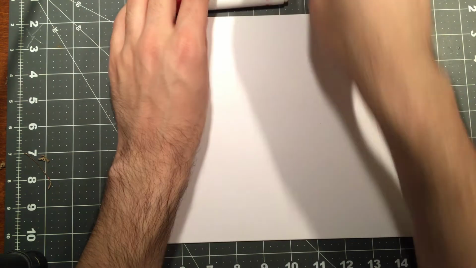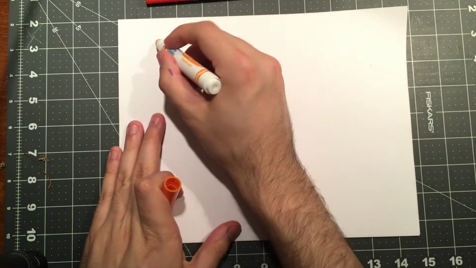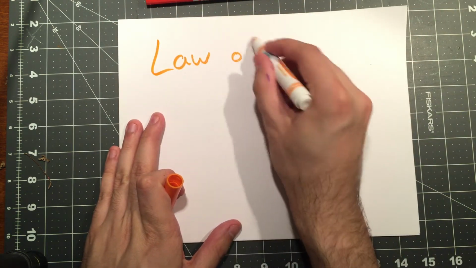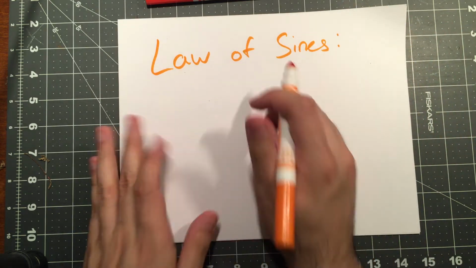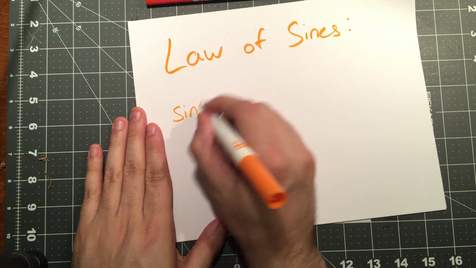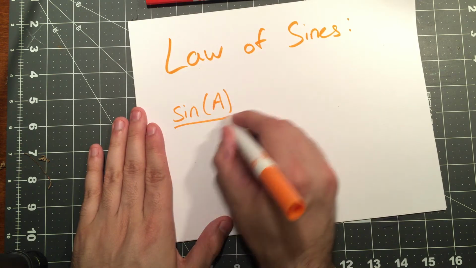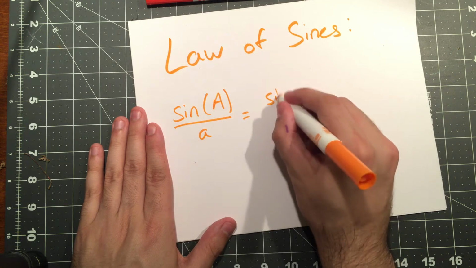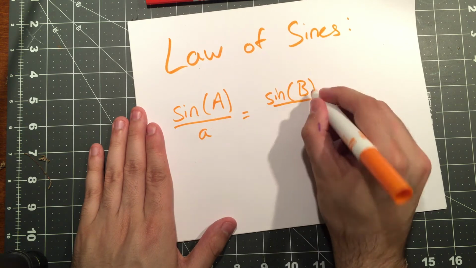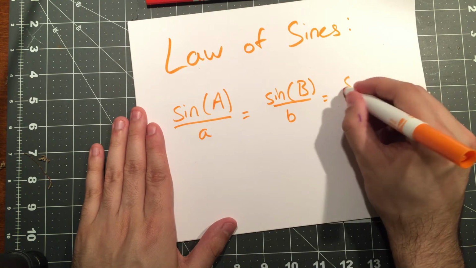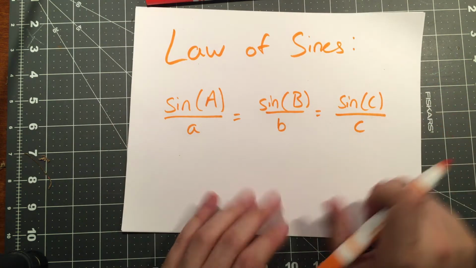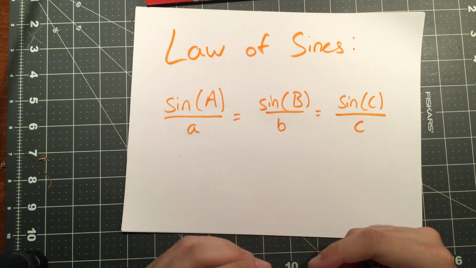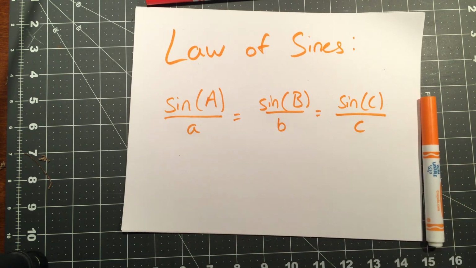I'll do a little title up here in orange maybe. So the law of sines is a rule, a kind of property that we can use, and it is this. It is the sine of A over A equals the sine of B over B, and then the sine of C over C. That's a capital C and a lowercase c. So it's actually a three-part thing.